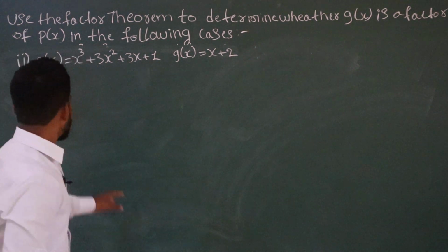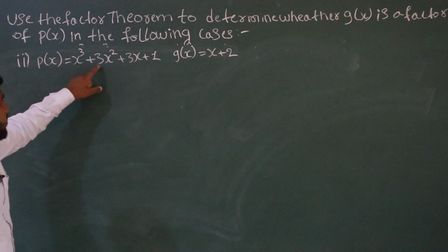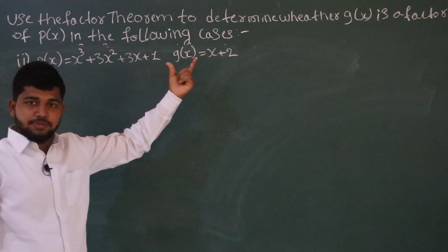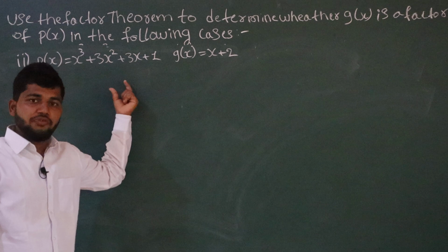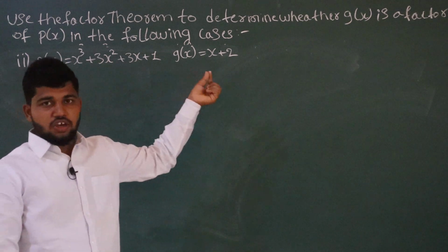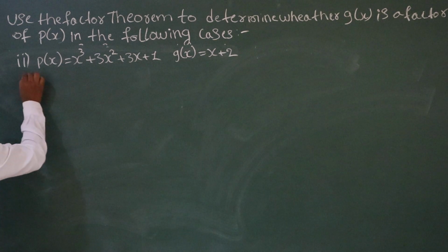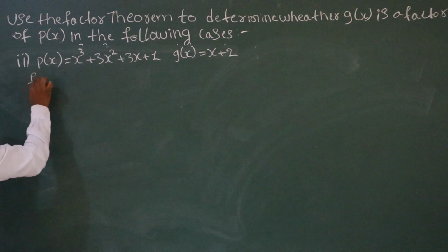What is the p of x? P of x is equal to x cube plus 3x square plus 3x plus 1 and g of x is equal to x plus 2. P of x is called the dividend and the g of x is called the divisor. Now we have to find the remainder.